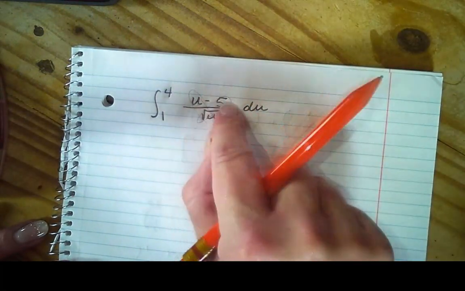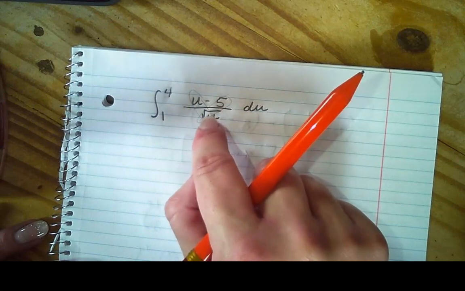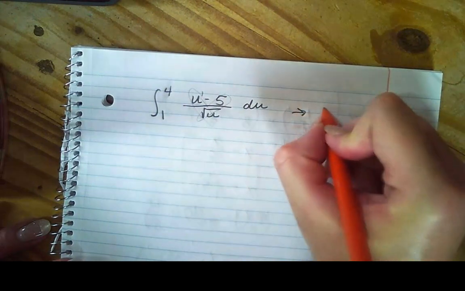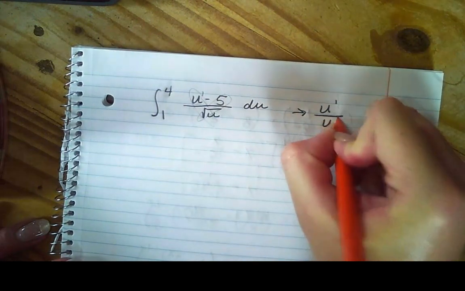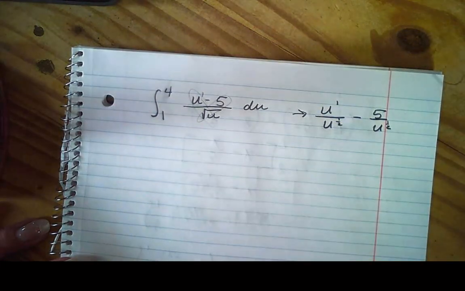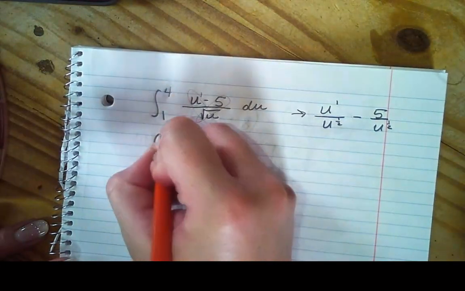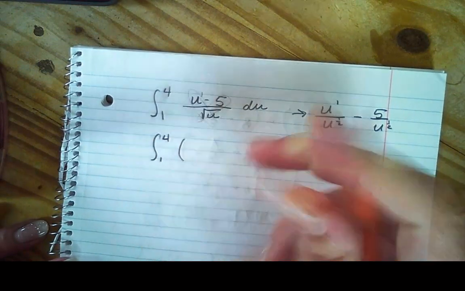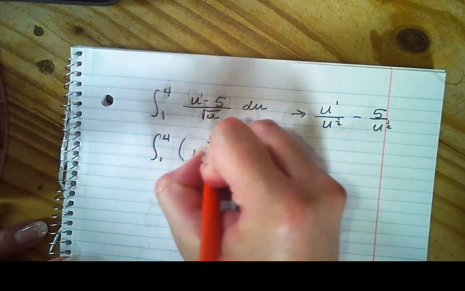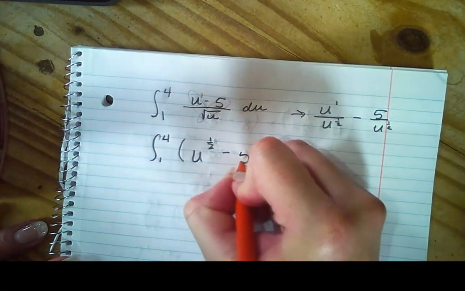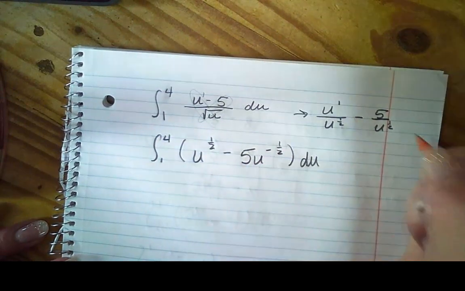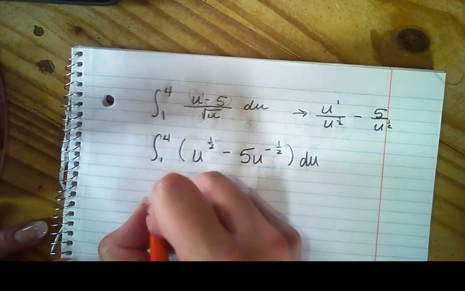So I'm going to take this numerator and assign the denominator to both terms. So remember, I could rewrite that as u to the first over u to the 1/2 minus 5 over u to the 1/2. So when I clean this up, I'm going to go from 1 to 4. u to the first over u to the 1/2 reduces to u to the 1/2 minus 5u to the negative 1/2 du, and now it's easily integrable.